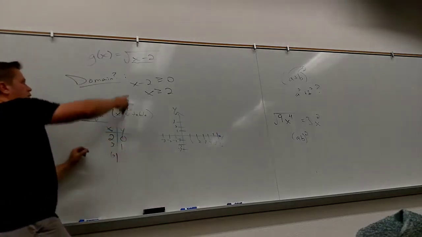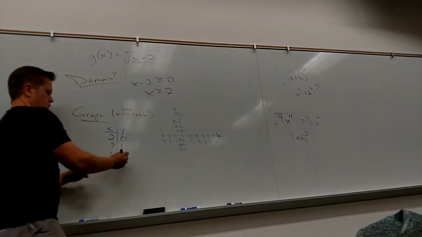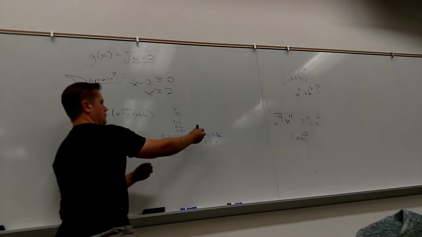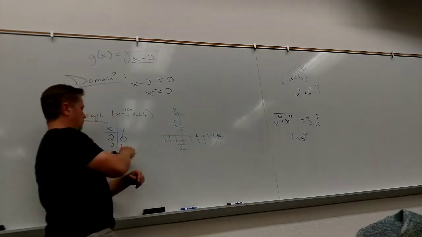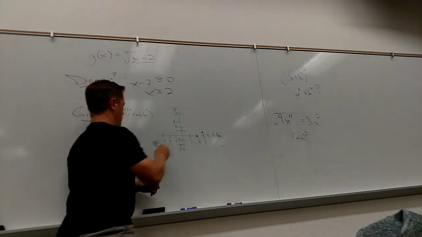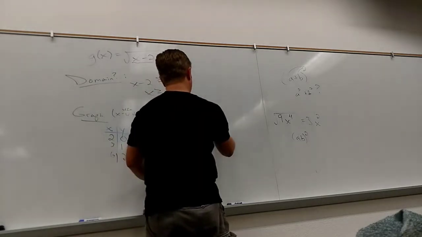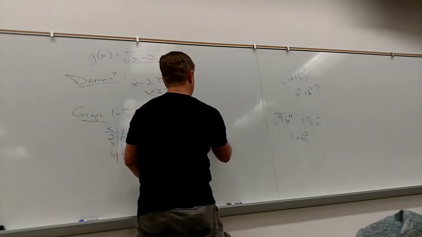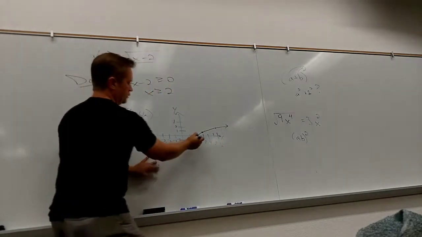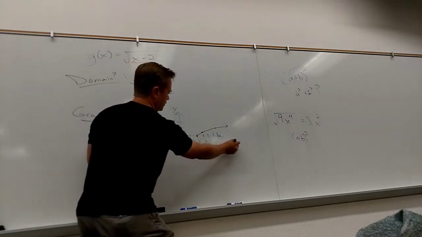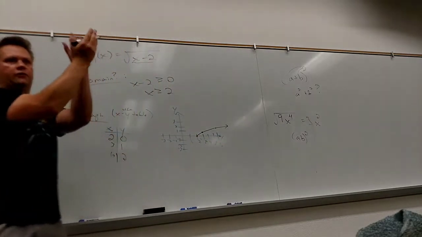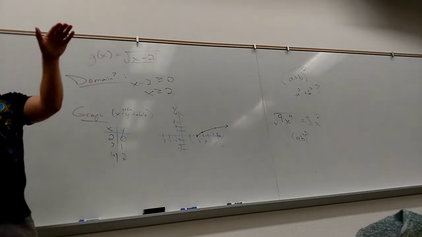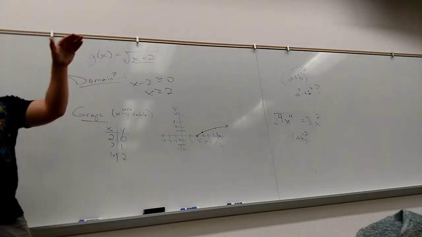So the square root of 4 is 2. So at 2 the output is 0, at 3 it's 1, and at 6 it's 2. So it does sort of look like, if I put a little mirror image, half a parabola fell over and this part just fell out. Do you see that?